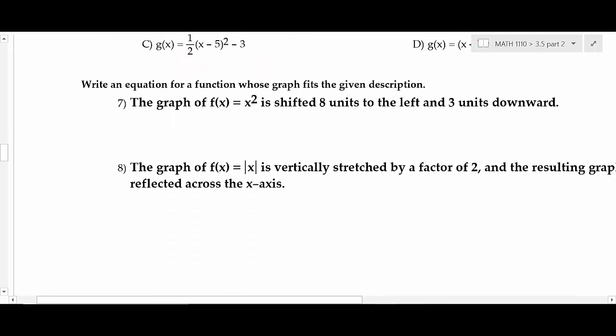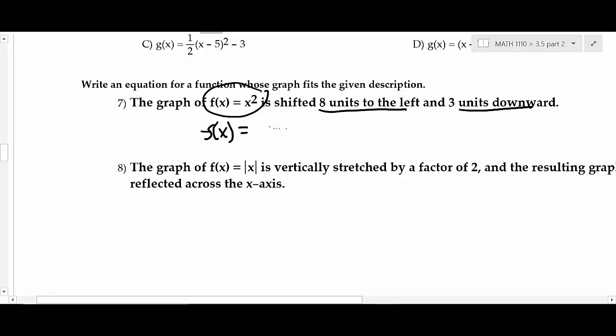Now this is just doing this backwards. Now I'm giving the transformations. Now you want to see if you can give me the equation on this then. Okay? So if I do this, let's see, we have y equals x squared. We're going to shift to the left 8 and 3 downward.